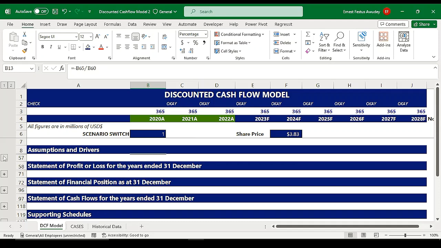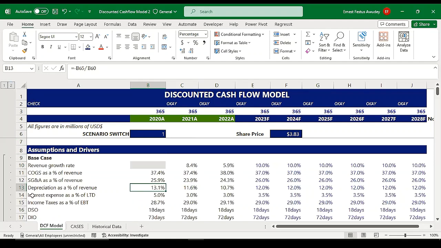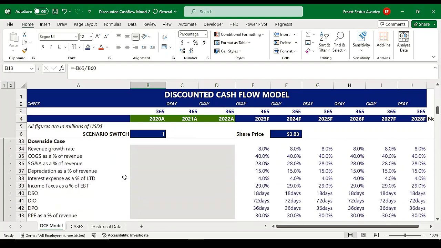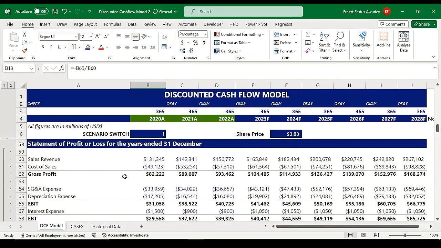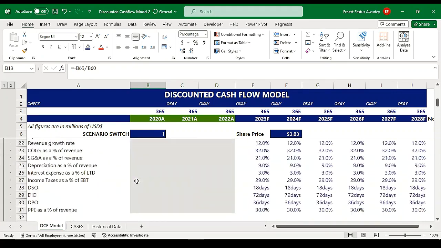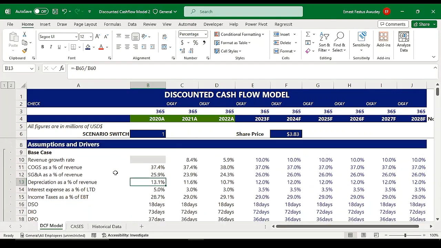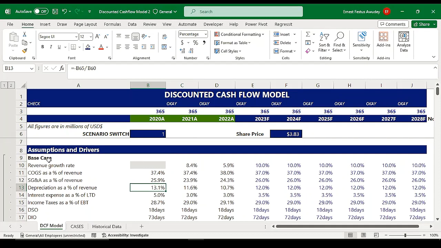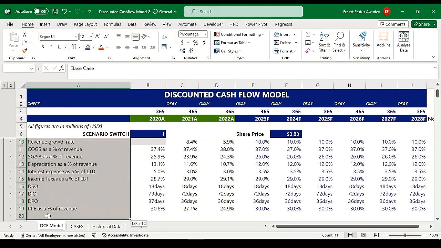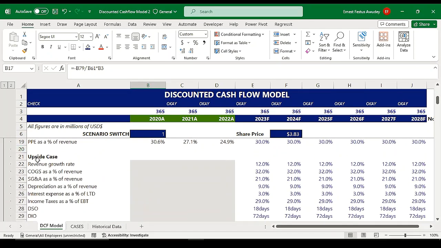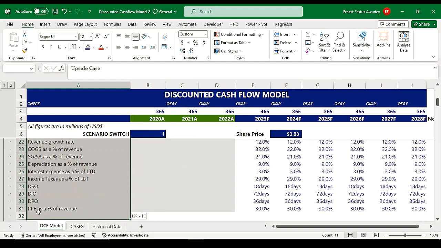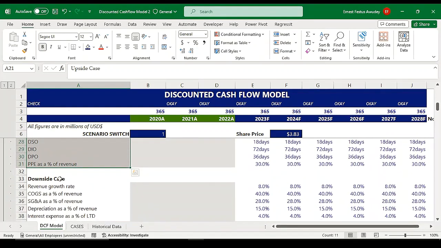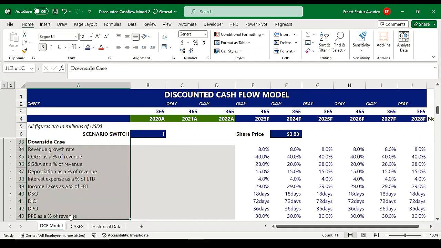To be able to see all the expansion, you can just click on the number 2 here, and it's going to expand all the group tabs for you to have a look at the model. As you can see, we have assumptions and drivers, and for the assumptions and drivers, we started off by having a base case, that is the normal case or average case, as you want to put it. Then we had an upside case scenarios, and then we also had downside case scenarios.